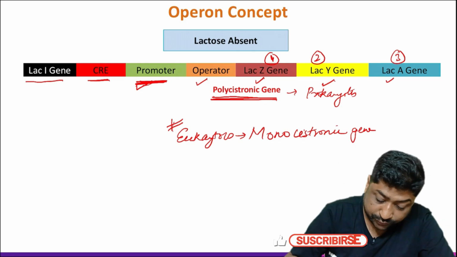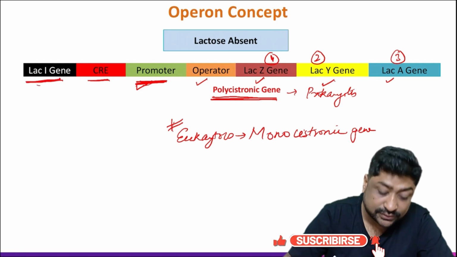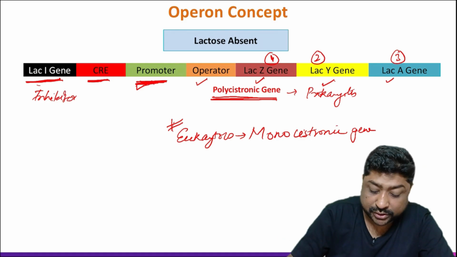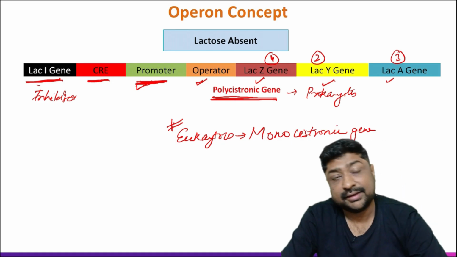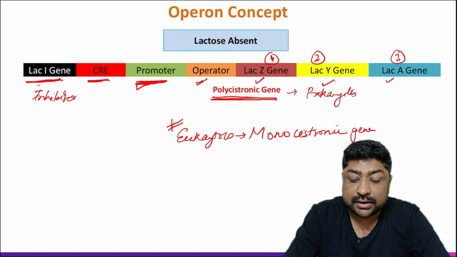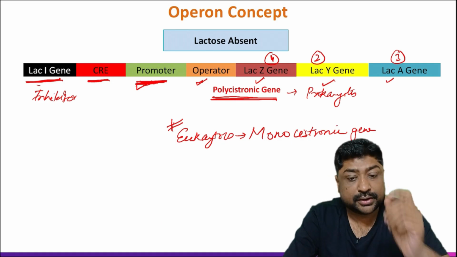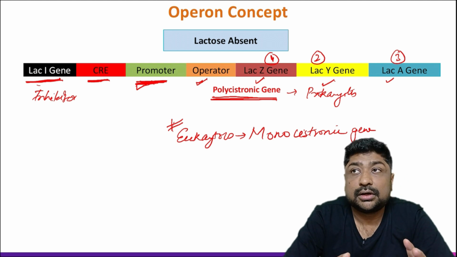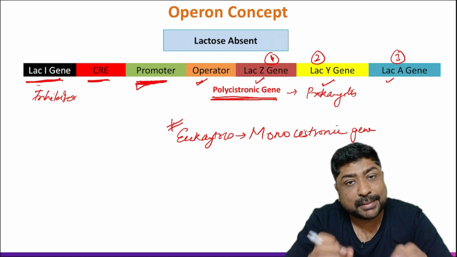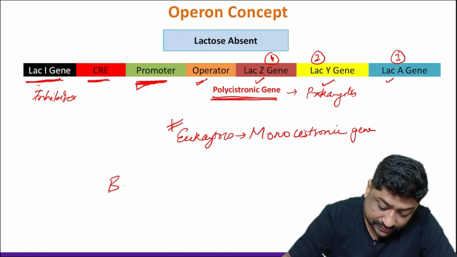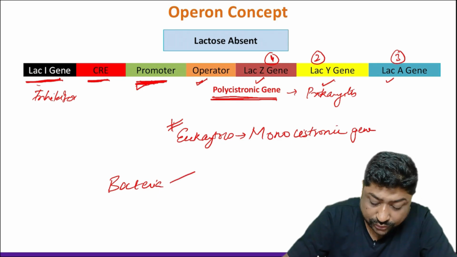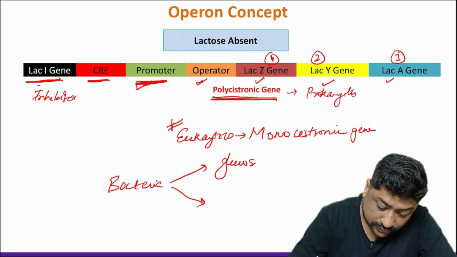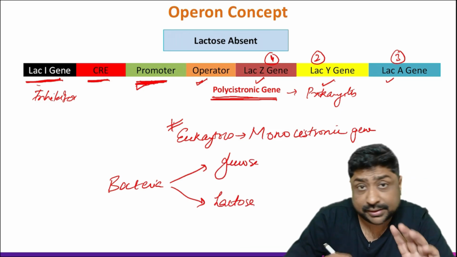Remember it. As I told you, we have LAC I gene. I is for inhibitor. Then we have CRE, promoter sequence, operator, LAC Z, Y, and A. Now all these three genes, we will see what happens. Before we understand what happens, what is the importance of this operon in that particular bacteria? Here understand that bacteria can have two important sources of energy. One is glucose and one is lactose. Clear?